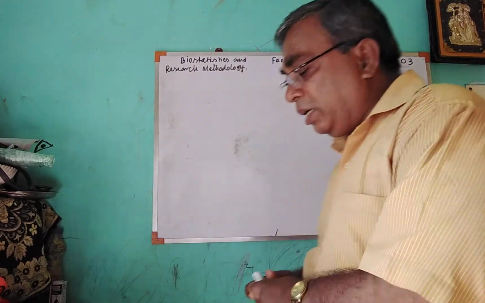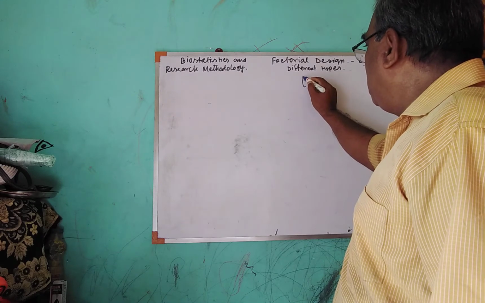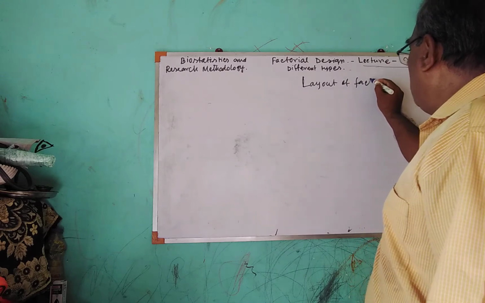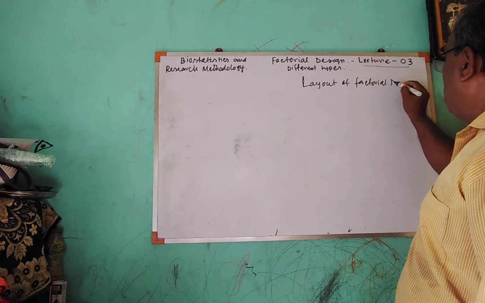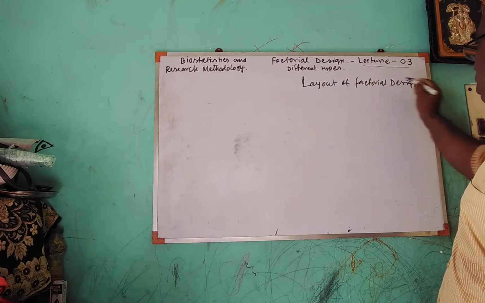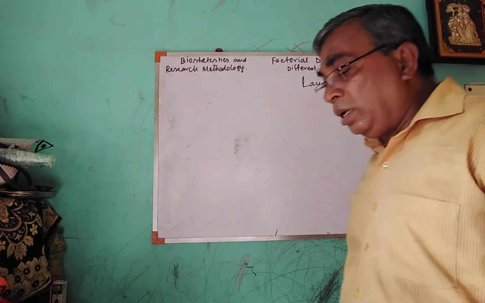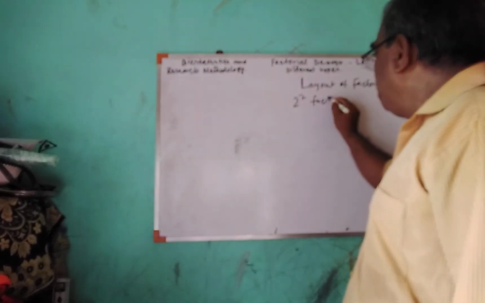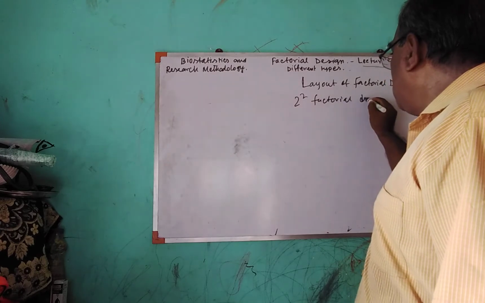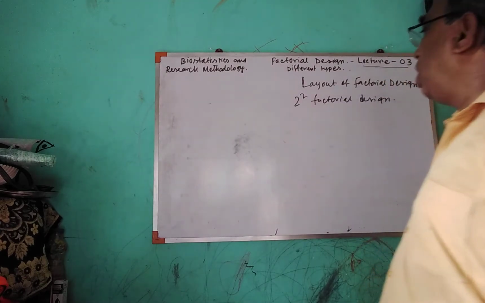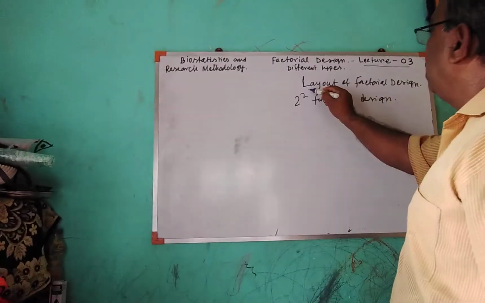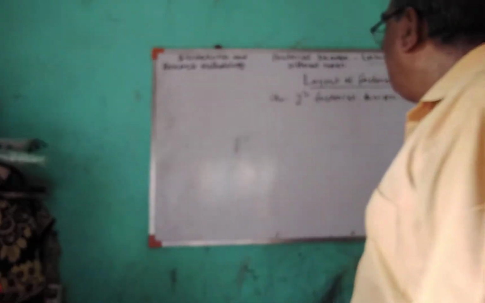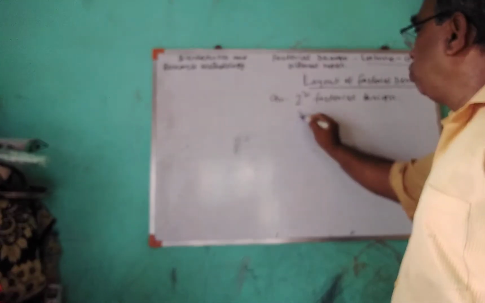Layout of factorial design. I already explained layout. Suppose 2 square factorial design. In 2 square factorial design, there are 2 factors because here is 2.